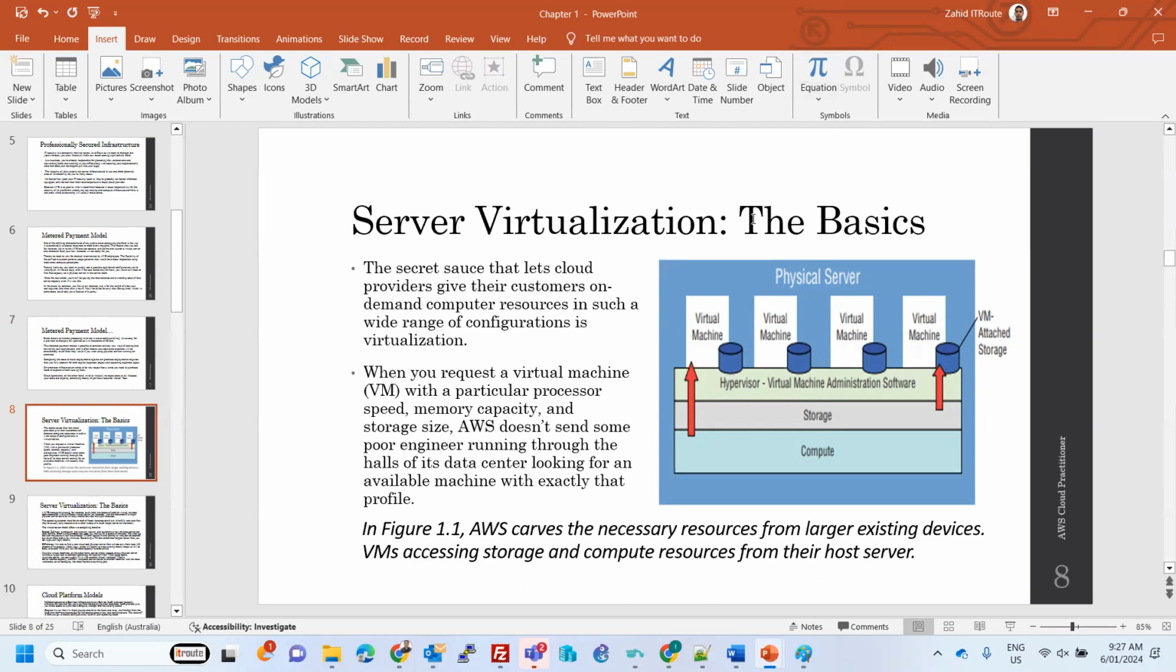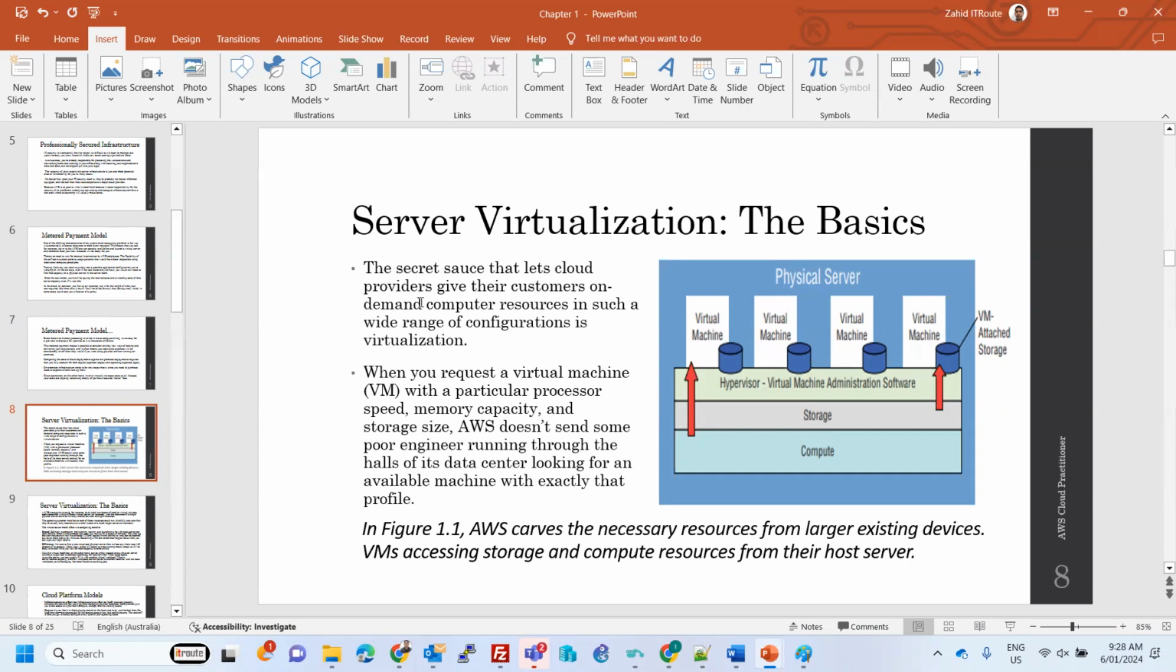So server virtualization. Virtualization is one of the important things. Let's say in a company, if you want to deploy anything, you need a lot of servers, 1, 2, 3, 4, 5 servers. But virtualization makes things easy. Instead of purchasing all the physical servers, you can simply deploy virtual machines and perform your tasks over there.